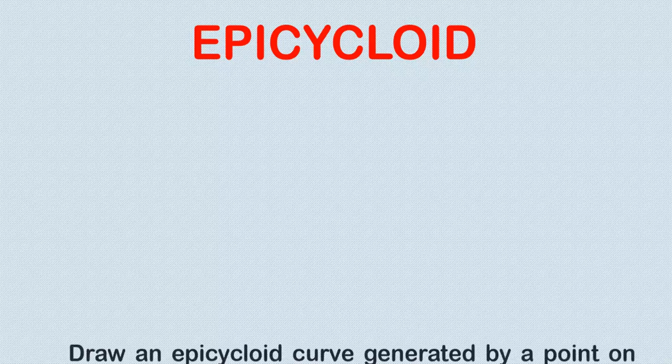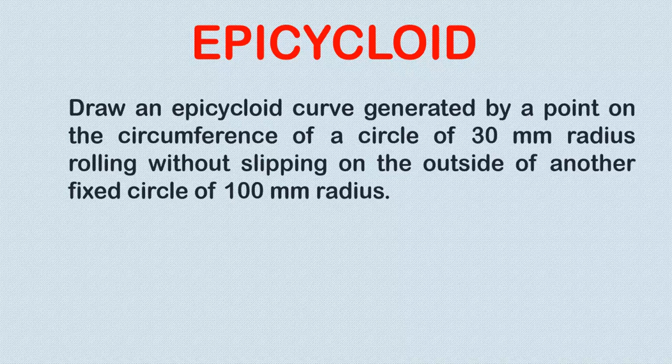In this video, we are going to discuss the topic epicycloid. What is this epicycloid all about? Epicycloid is the curve generated by a point on the circumference of a circle which rolls without slipping along another circle outside. We are calling it an epicycloid. Rolling circle and directing circle.